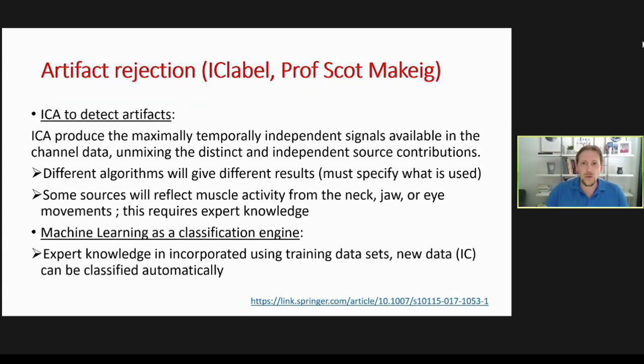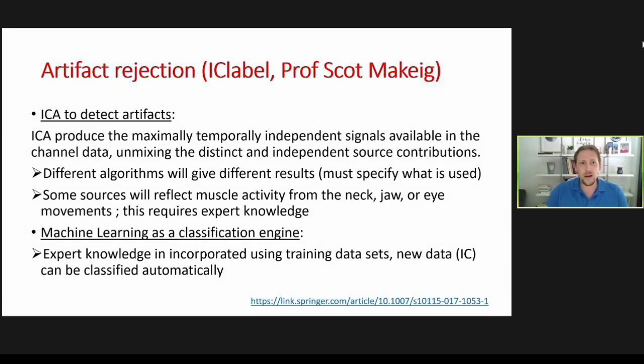Now, what Professor Makeig will show in his lecture is ICLabel, which is a machine learning technique in which we incorporate expert knowledge using training datasets, and then new data, new components can be classified automatically.